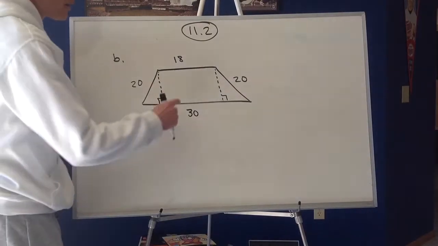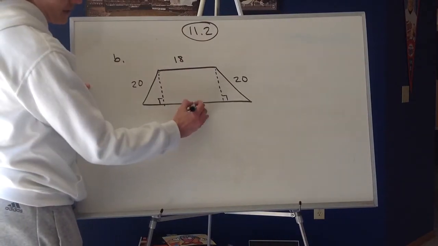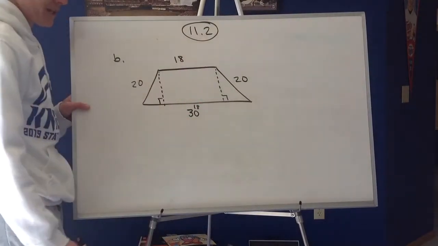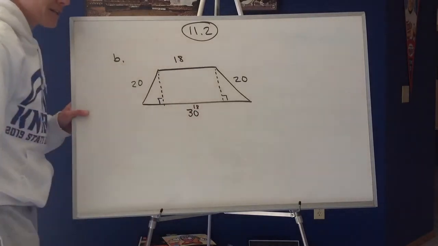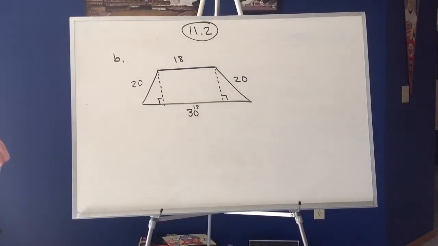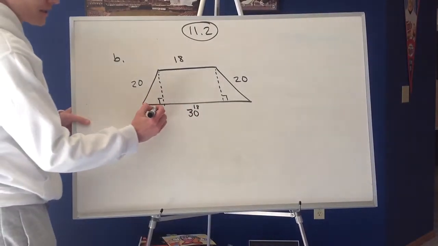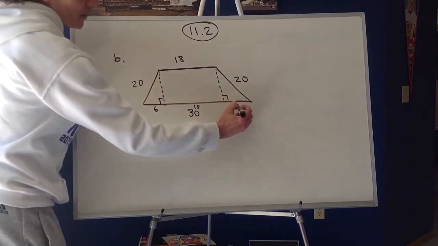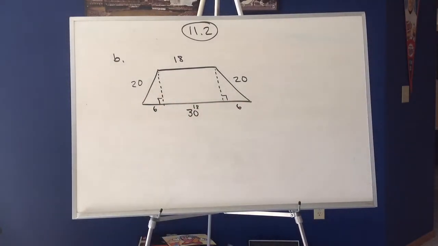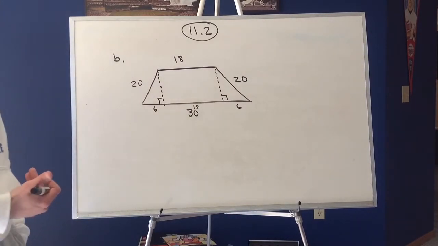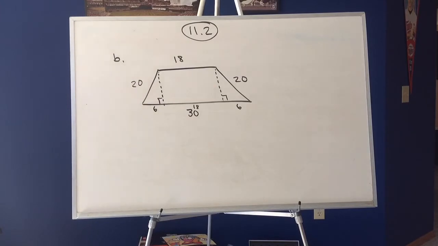Because if I deal with this rectangle, if that's 18, that tells me this middle part's 18. Well, 30 minus 18 tells me I have 12 left over. And if it's isosceles, that 12 is going to get split equally into 6 and 6. If it's not isosceles, then it will not get split equally. But a lot of the ones we work with will be isosceles, so just make sure you recognize that.